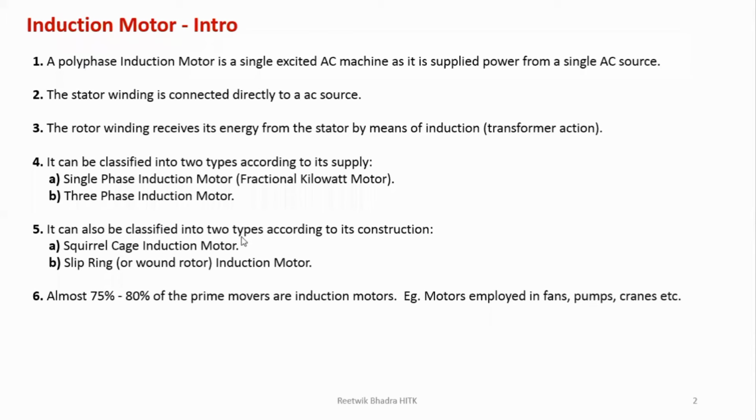So next, according to construction, how can you classify? According to the rotor construction. So how the rotor is constructed, we can classify into two types. One is squirrel cage, one is slip ring. We'll have a classification of these two in today's lecture only. You will understand and have a look at how the rotor looks like. So these are the two classifications according to rotor construction.